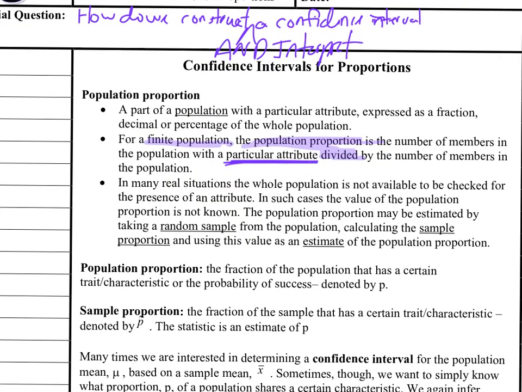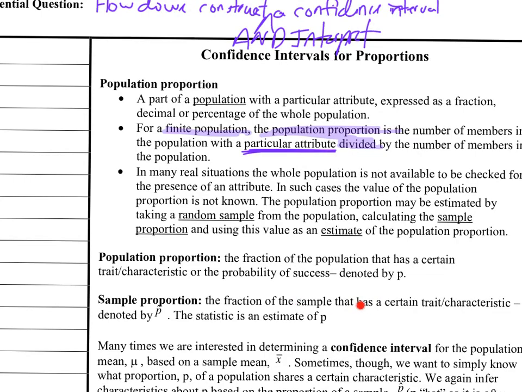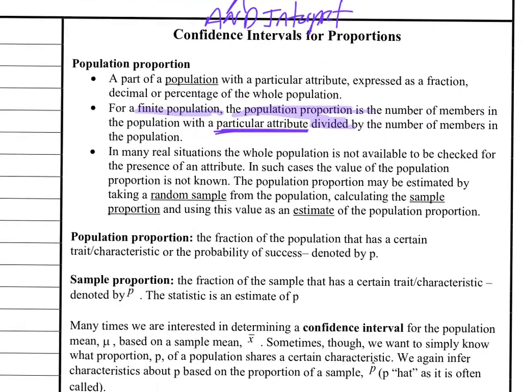So back to the definitions. The population proportion is the fraction of the population that has a certain trait or characteristic, or the probability of success. It's usually denoted by P. The sample proportion is the fraction of the sample that has a certain characteristic, and that is usually denoted by P hat.